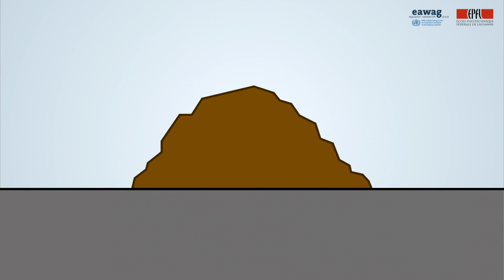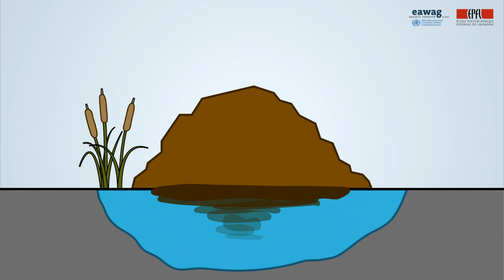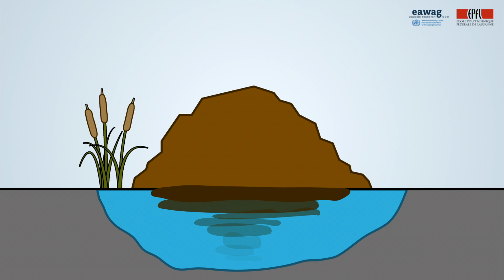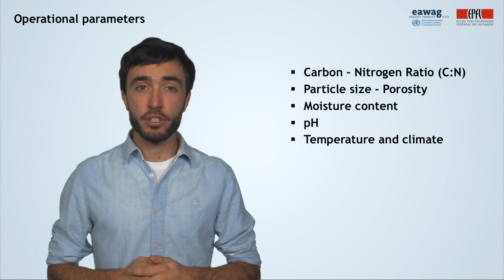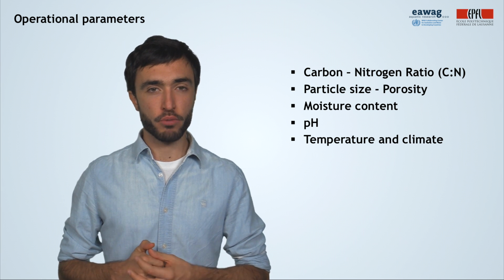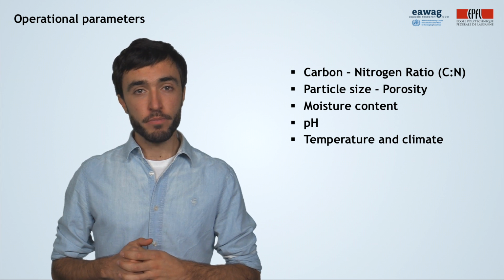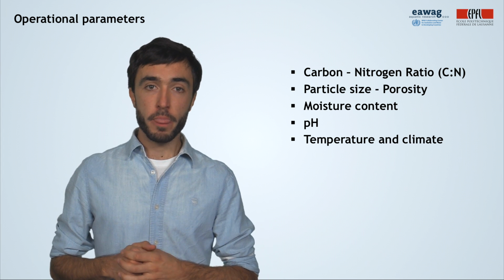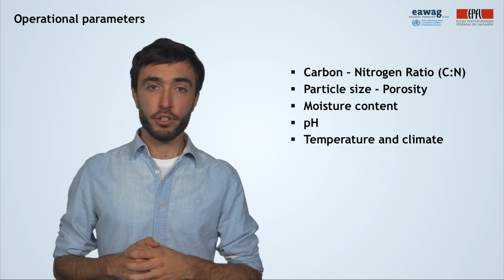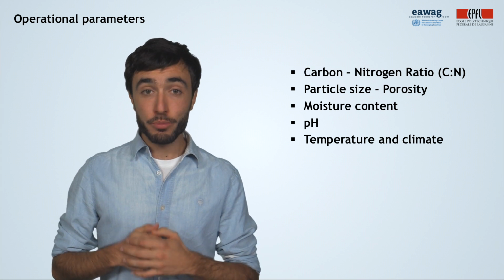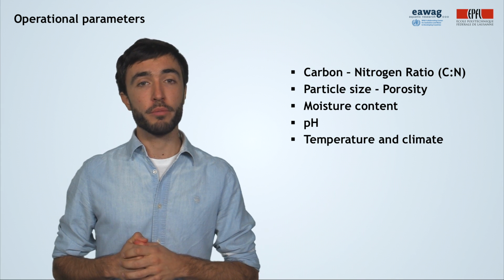Composting not always turns out to be satisfactory. The process can smell bad, take too long, attract pests, and even pollute surface waters when it is not properly managed. Several operational parameters need to be considered in order to avoid these problems. The most important ones are carbon-nitrogen ratio, particle size and porosity, moisture content, temperature, and pH. Let's briefly describe and mention why these parameters are important.